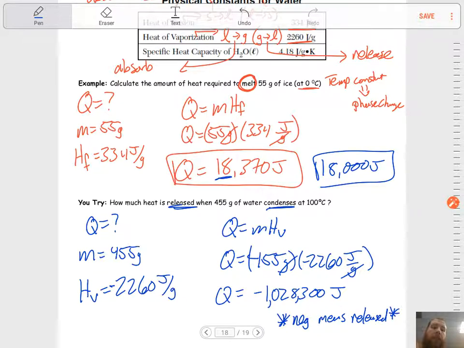So you've got practice to do. Ask for help if you need it. The hardest part is going to be figuring out what formula you need. Write down your variables and look for those key words like condense, melt, freeze, or if there's a temperature change.